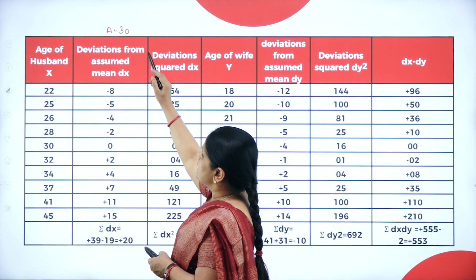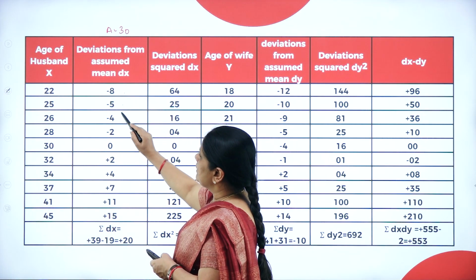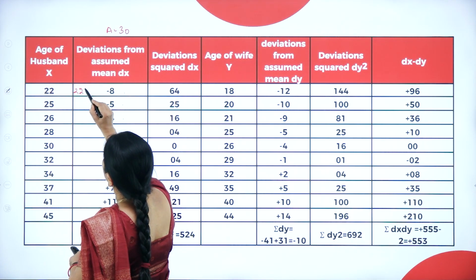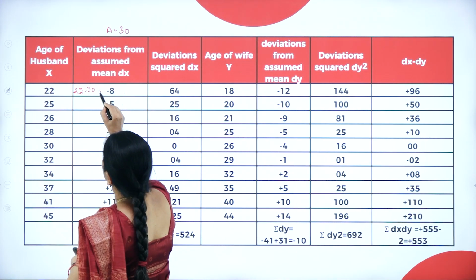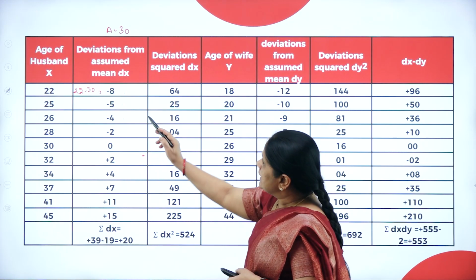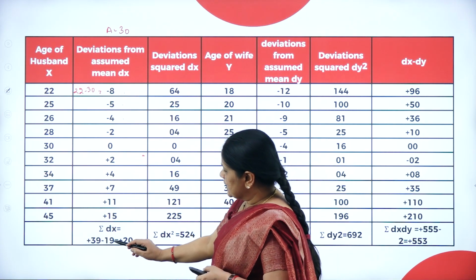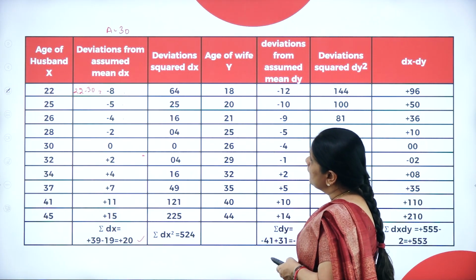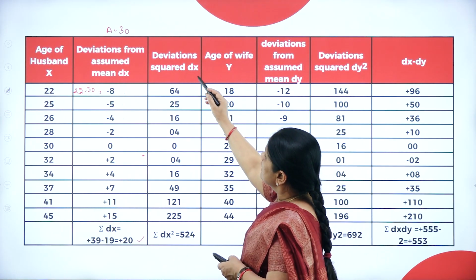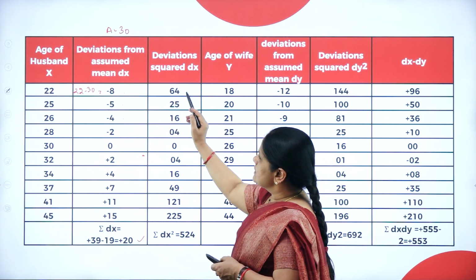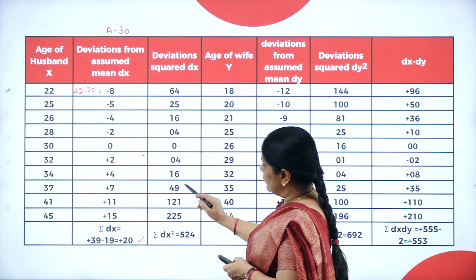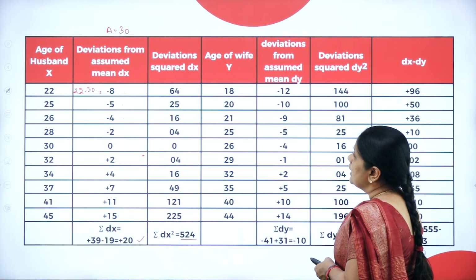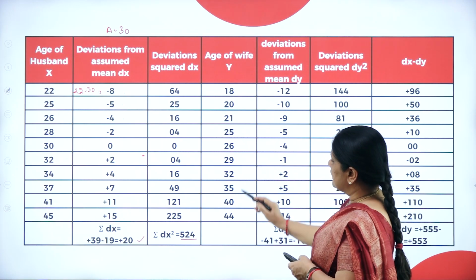So 22 minus 30 is minus 8, then minus 5, minus 4. In this way, when I calculate, I get the total as 20. Then the squared deviations: 8 square is 64, 25, 16, 4. So I have squared all the deviations, and I am getting 524.